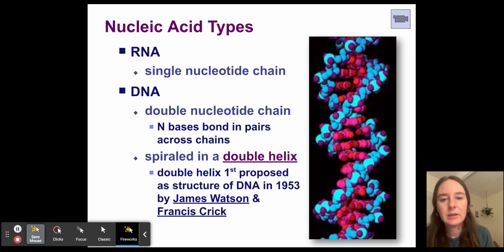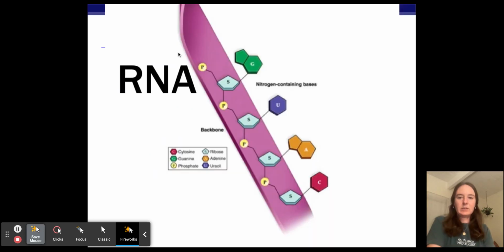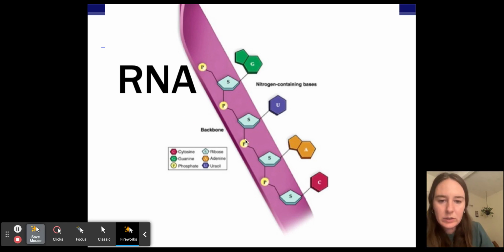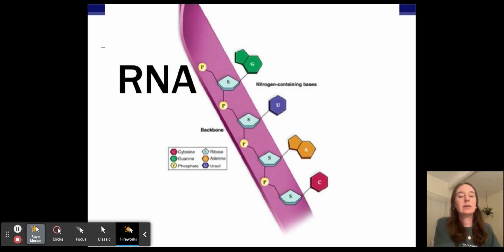And so RNA looks more like this. So let's look at it. Here's our backbone. Here's the ribose backbone. And if we zoom in, we can see the phosphate, sugar, phosphate, sugar, phosphate, sugar, phosphate, sugar. But think again, what is the name of this sugar? Is it deoxyribose or is it ribose? If you said ribose, you're correct. So this is a ribose sugar. That's one thing that makes RNA unique.